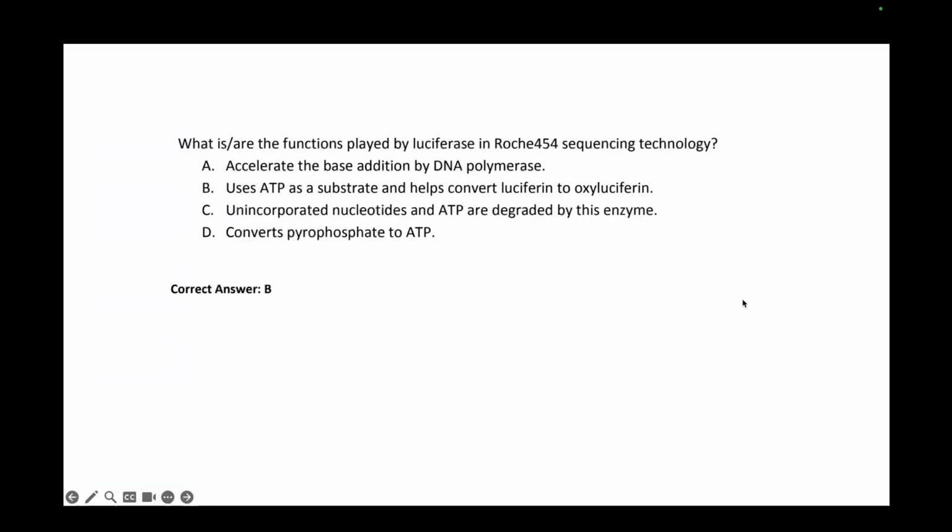Yeah, the answer is B. The main function of luciferase is using the ATP as a substrate and converting the luciferin to oxyluciferin, which releases the light.